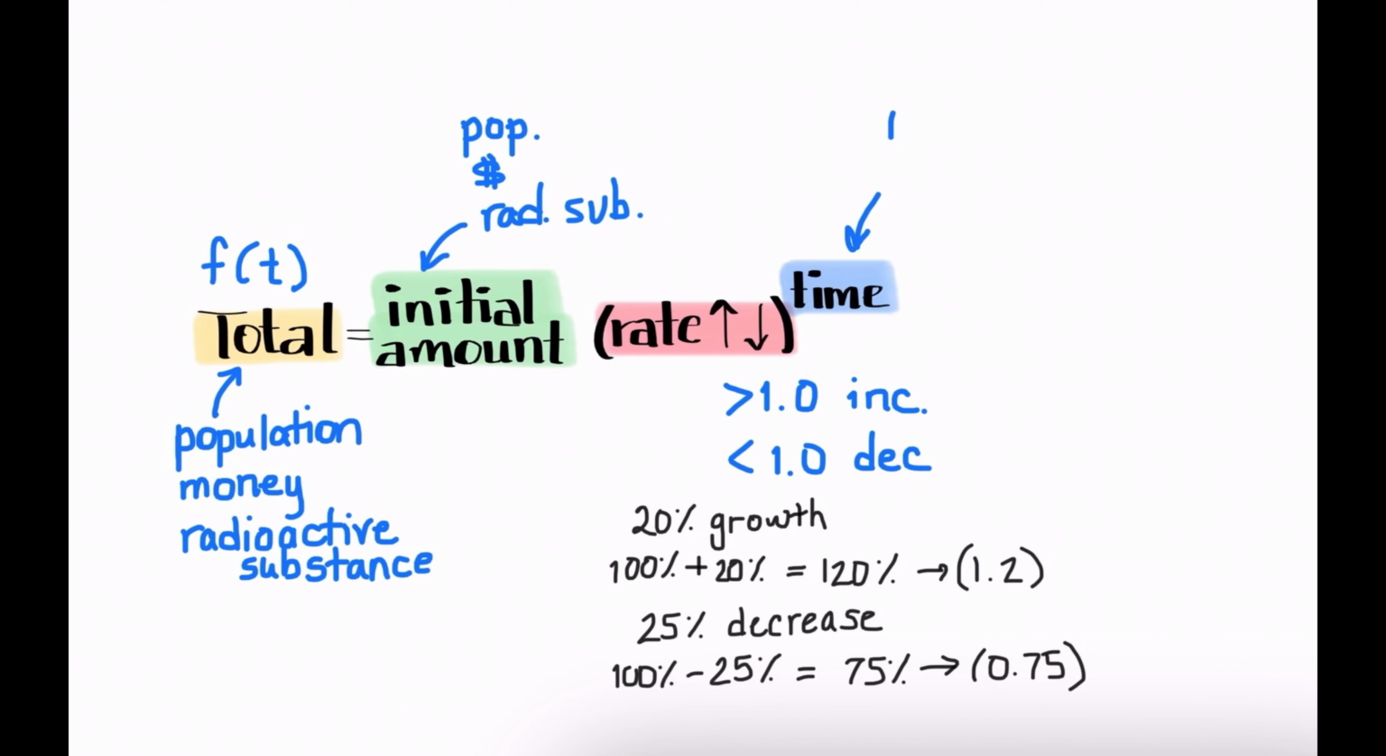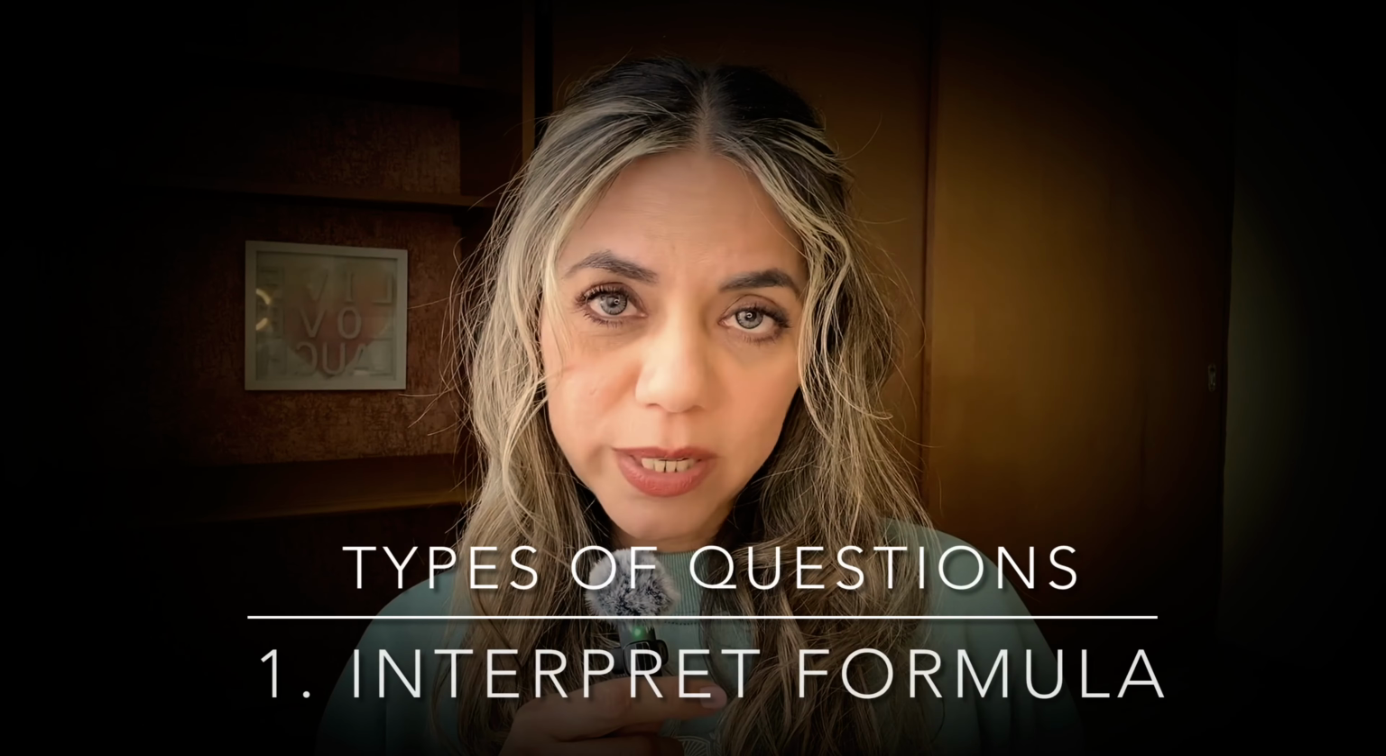The time is a number of time intervals, and that could be as small as seconds or minutes, or even months or years, depending on the situation. Sometimes it may be necessary to convert from months to years or vice versa. Some of the questions are about being able to interpret the formula, so you really don't benefit from a calculator here.